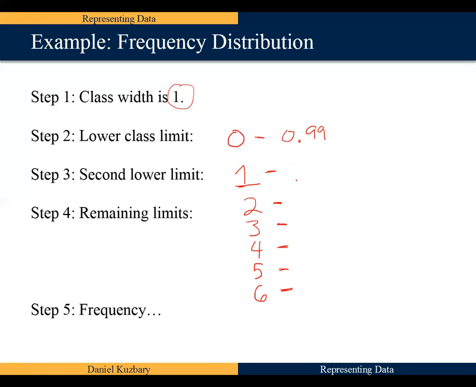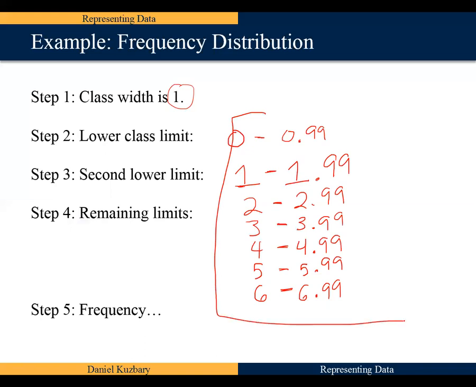And then I'll do the same sort of thing for all of my other classes. So I'll let 1.99 be the next upper limit, and then 2.99, and so on. The hardest part about this is getting started, picking your first few things. Once you get started, there are going to be patterns that show themselves anytime you work on it, whether your class width is something easy like 1 or harder like 6. But these are going to be all of my classes.